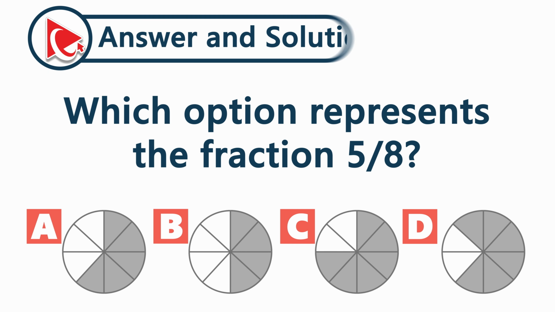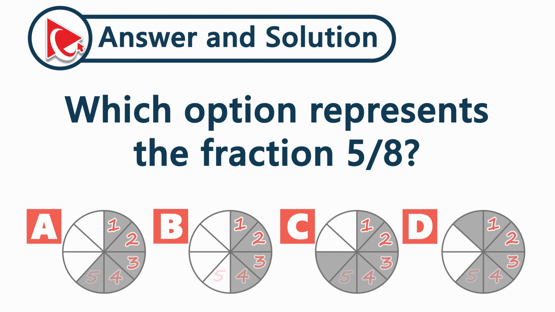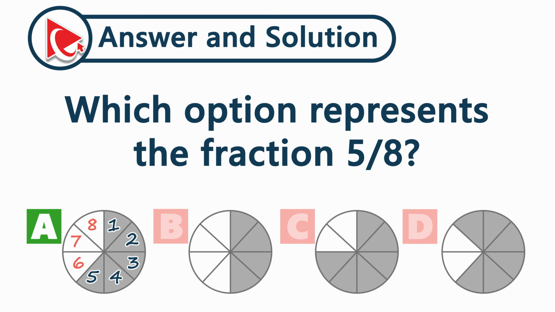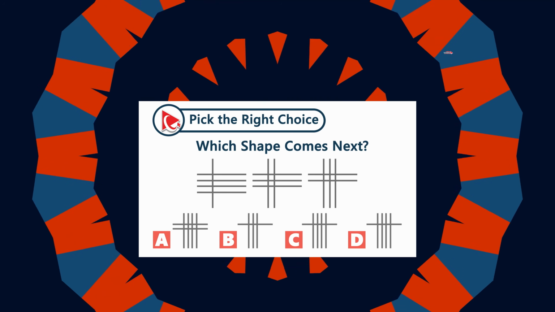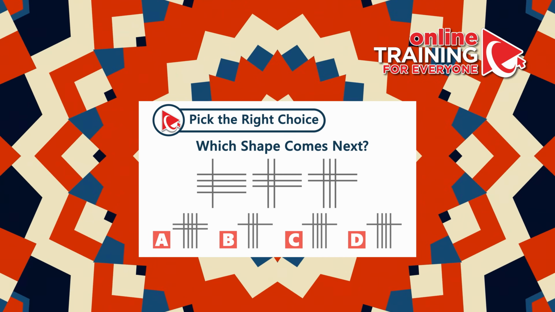Here's what you can do to solve it correctly. Take a close look, count the total slices, then count how many are shaded. Which circle shows exactly 5 out of 8 parts? If you have selected option A, well done. Let's break it down. The circle has 8 equal parts. 5 of them are shaded. That's exactly what 5/8 means. Simple, clean, and precise.